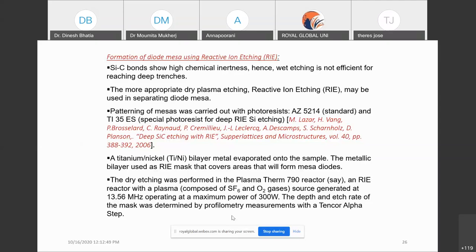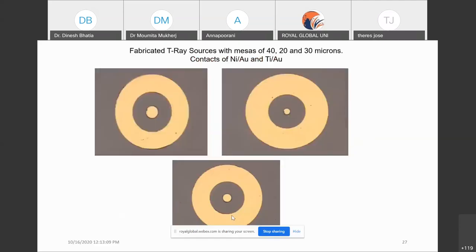Now dry etching was performed after that, and a Plasmatherm 790 RIE reactor was used, with a plasma composed of SF6 and oxygen gases, source generated at 13.56 megahertz, operating at a maximum power of 300 watts. So these are the observations from the typical laboratory system. And after that, we measured that.